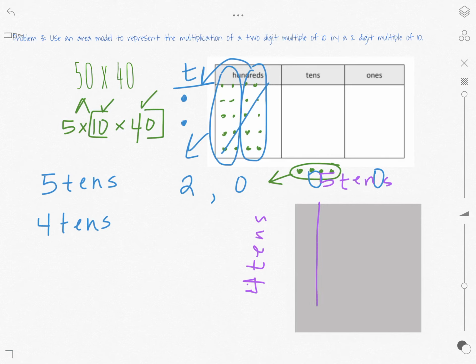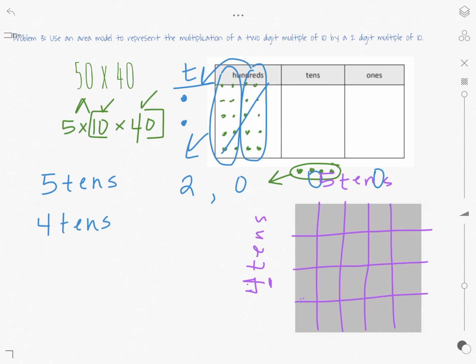So I'm going to split this into 5. 1, 2, 3, 4, 5. And think to yourself, how many sections am I going to split it from the side? This is my key. I'm going to do 1, 2, 3, and 4. Now remember, we're working with 10, so each one of these represents a 10. So I have 4 tens on the side and 5 tens on the top.